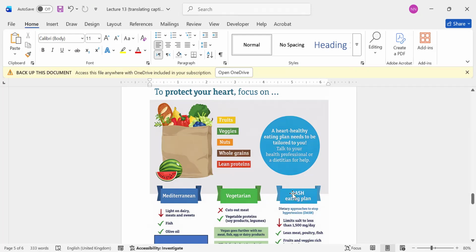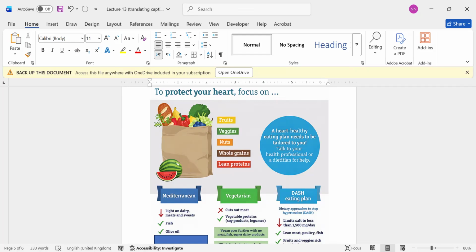Then you have DASH eating plan. As you notice, DASH is actually an acronym. Now, it would be incorrect to write in the translation dash, dal, alif, sheen. Why? Because in Arabic, it doesn't mean dal, alif, sheen. So dal, alif, sheen is not an acronym for نظام غذائي للحد من ارتفاع ضغط الدم. Okay, so there's no dal, alif, sheen in that. I hope you understand what I'm saying here.